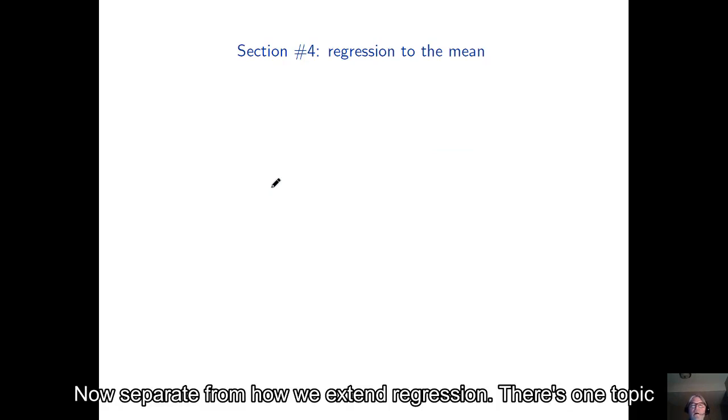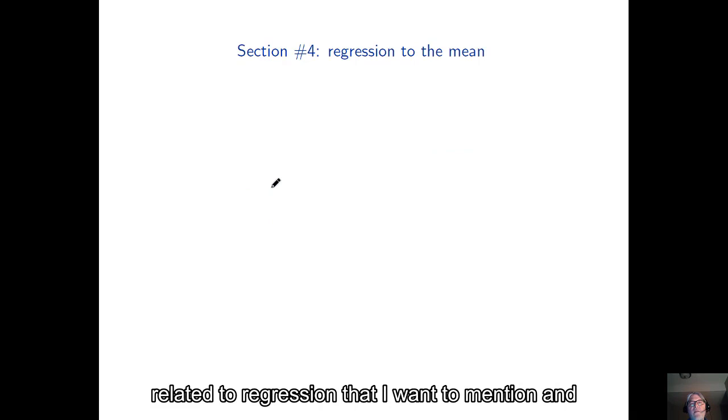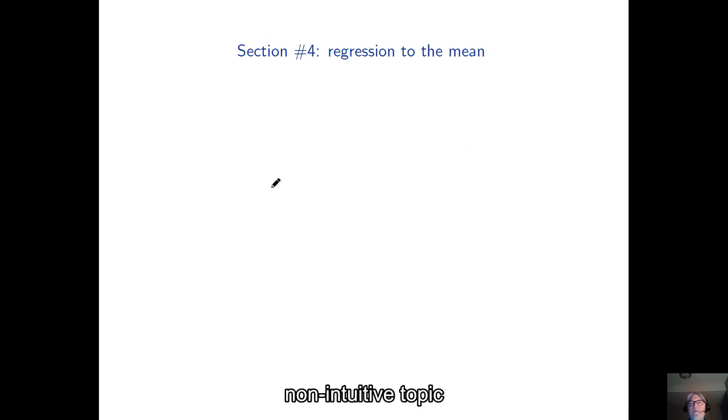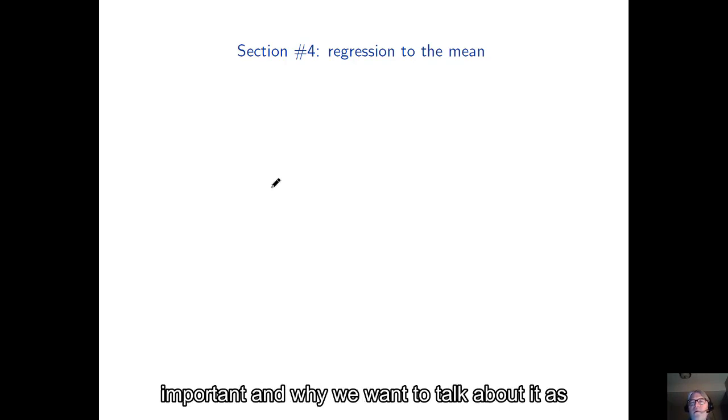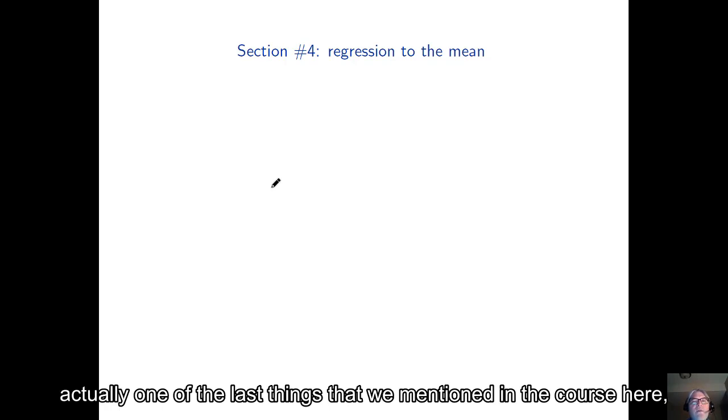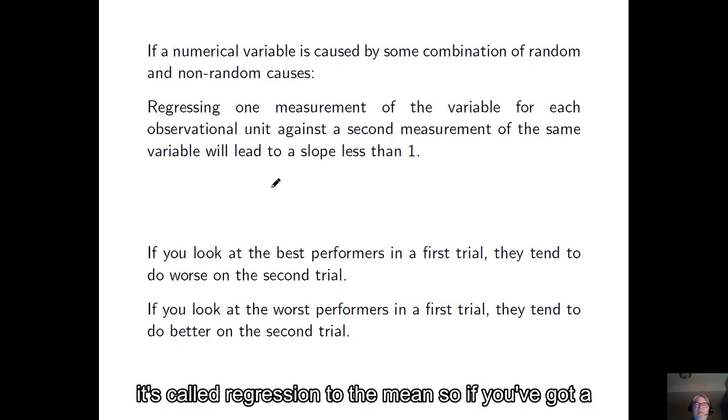Okay, now separate from how we extend regression, there's one topic related to regression that I want to mention, and it's a really complicated, non-intuitive topic in detail, but hopefully I can give you the sense of it and make you aware of why it's important and why we want to talk about it. It's actually one of the last things that we mention in the course here. It's called regression to the mean.